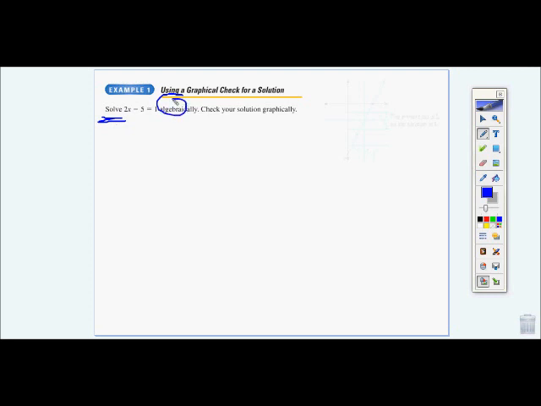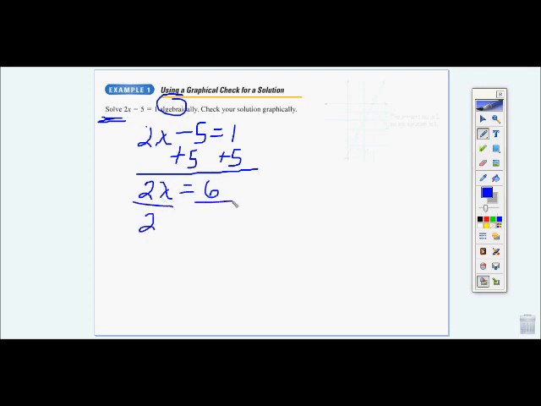So to solve, we're just going to solve for x. So 2x minus 5 equals 11. I need to go ahead and get my variables on one side, constant term on the other, and solve for my single variable. So I have that x equals 3. Now, to do the next step, however, we want to try to check it graphically.